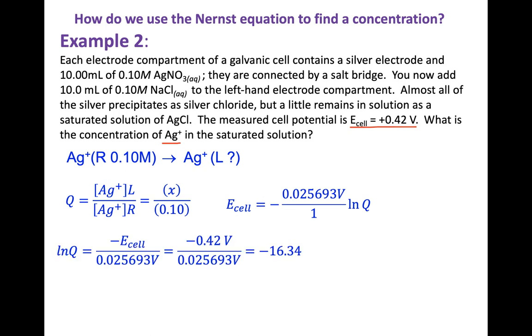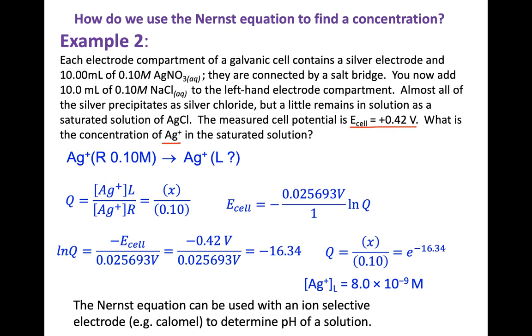So the natural log of Q is just the negative of the cell potential divided by our 0.025693 volts. So our measured cell potential is put in there. So we find that the natural log of Q is then equal to negative 16.34. So we exponentiate both sides, right? So our Q is equal to the exponential of negative 16.34. We solve for X, which is our silver concentration on the left. And we find that the silver concentration is 8 times 10 to the negative 9th molar. So this is a way we can figure out how soluble insoluble things actually are. It's also a way we can measure small amounts of ions in solution.